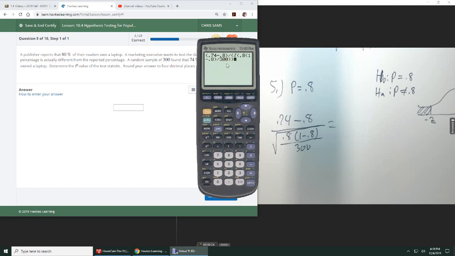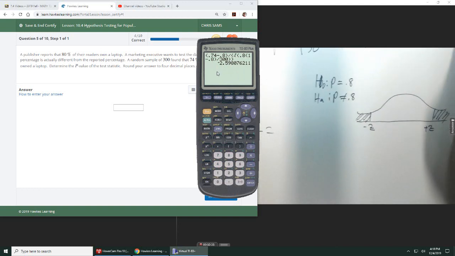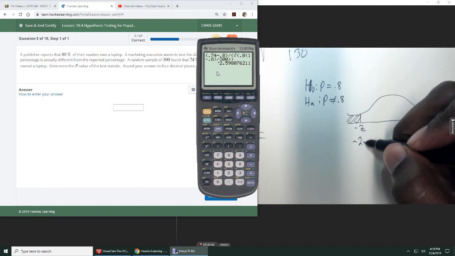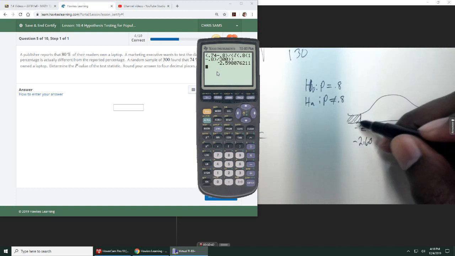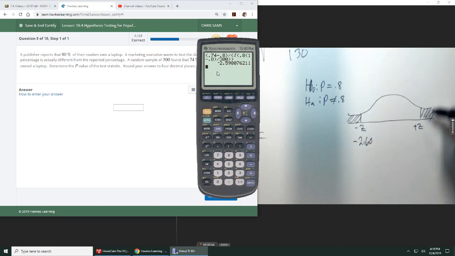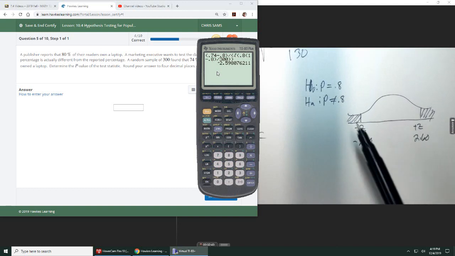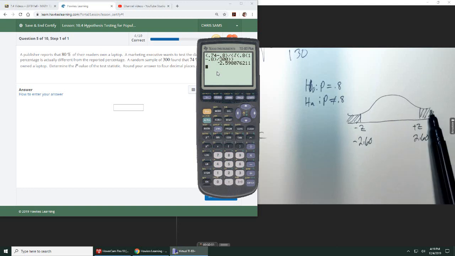Check everything is in there correctly. And so this is my test statistic, negative 2.598. The 8 will round up, the 9 will carry over, so negative 2.60. So my value is negative 2.60. Since we are doing different, we have two-sided, so I also have to do positive 2.60. So combined area is the left and the right side of negative 2.60.